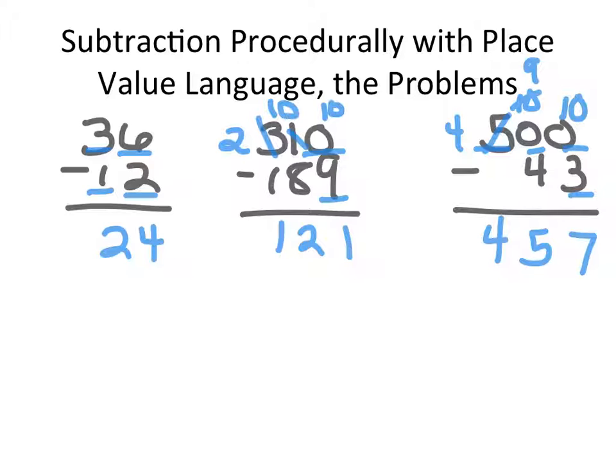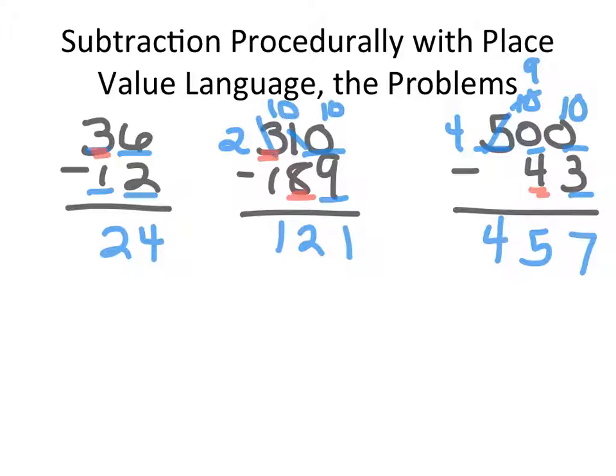When students do traditional subtraction, we still want them to think about the value of the number. This 8 is not an 8, it's 8 tens. This 4 is 4 tens. This 3 is 3 tens. This 3 is 3 hundredths.